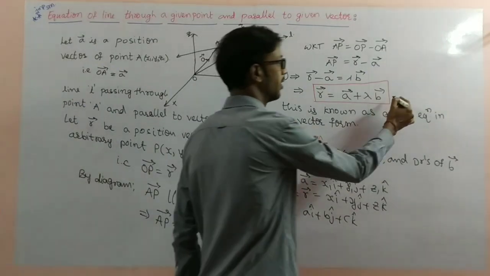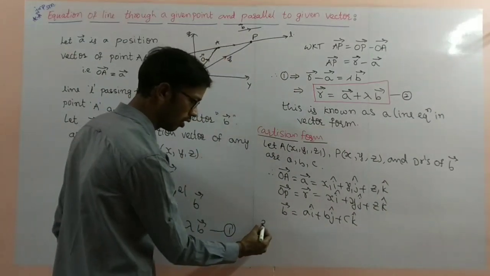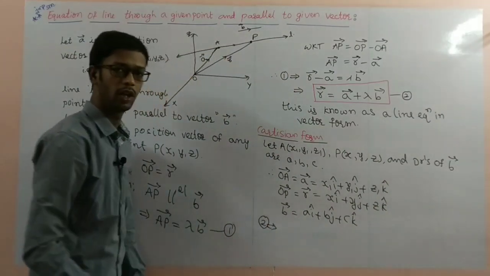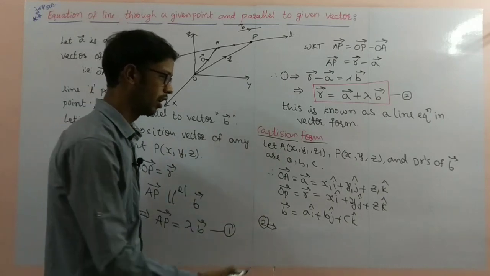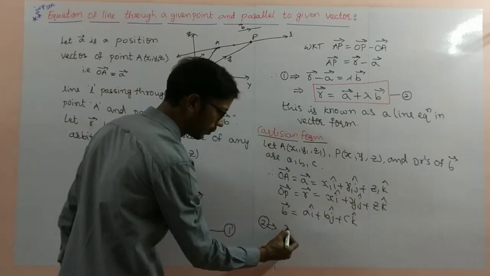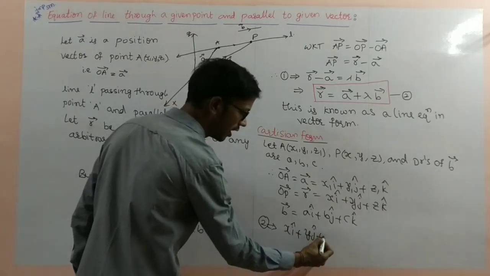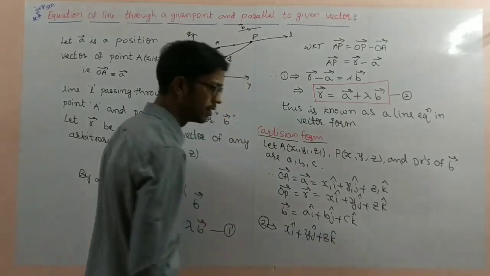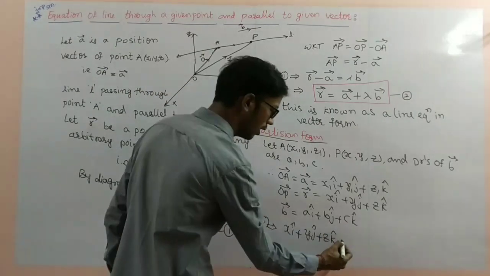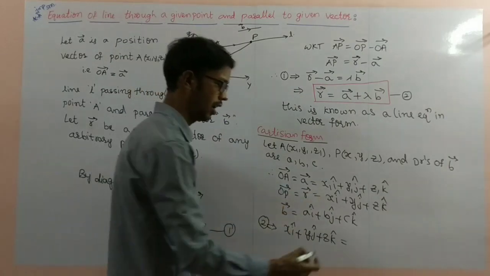This is taken as equation number 2. Substitute these total values in the second equation. R bar is x i cap, y j cap, z k cap, equal to A bar. What is the A bar equation here?